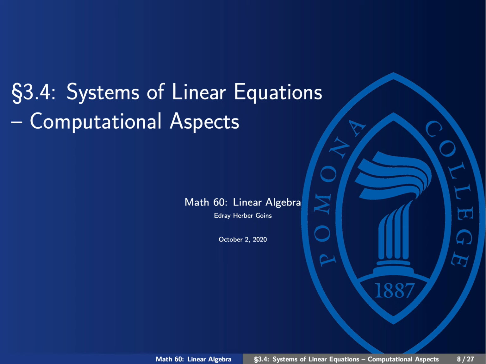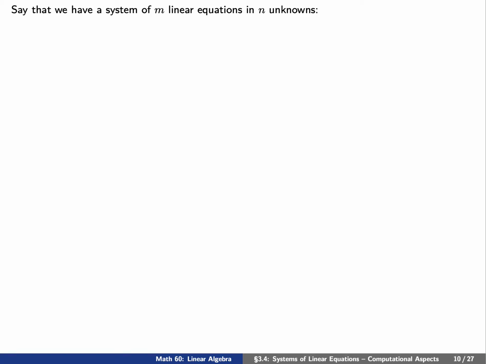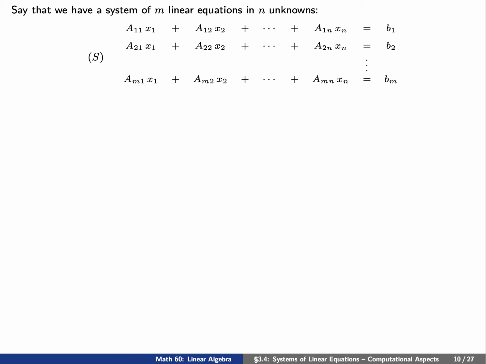Today we're going to talk about systems of linear equations, computational aspects. First, let's review some ideas from before when we did talk about properties of systems of linear equations. Say that we have a system of m equations and n unknowns. Visibly, we can write it as follows.